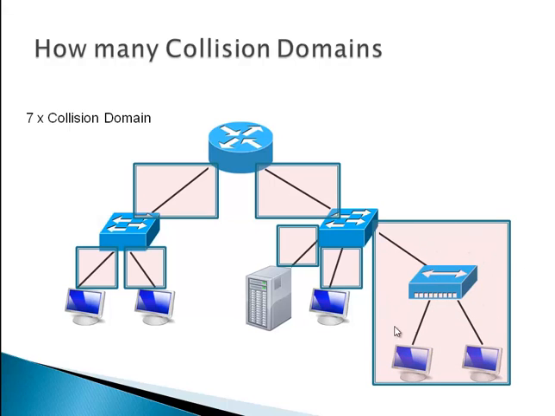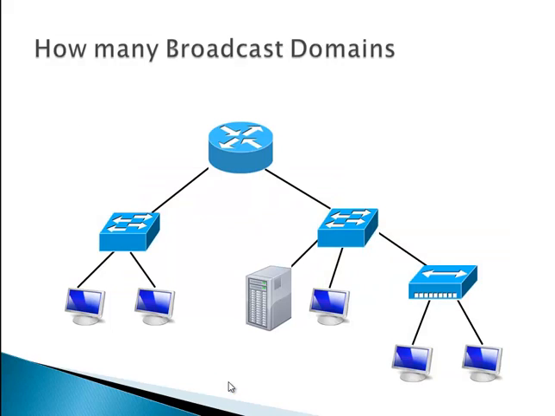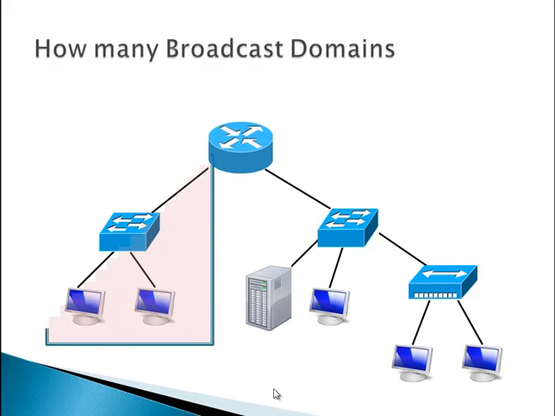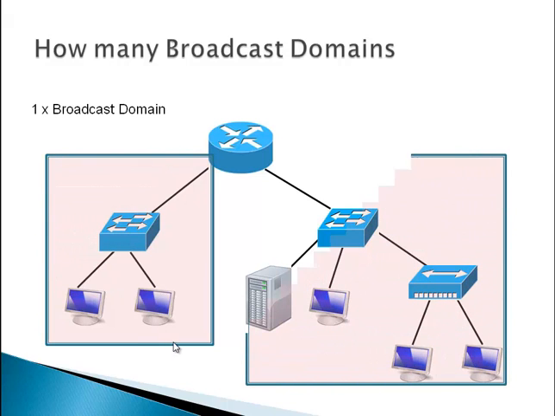So the hub is one collision domain. Every active port on the switch is its own collision domain, while on the hub, all the ports are in one collision domain. What about broadcast domains? Well, there's one broadcast domain on this side and another broadcast domain on this side. So two broadcast domains.